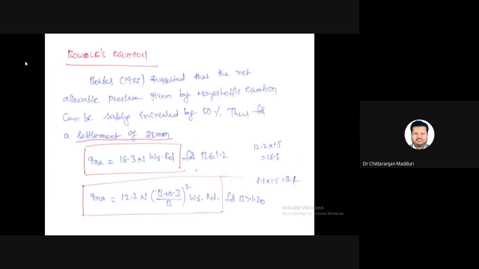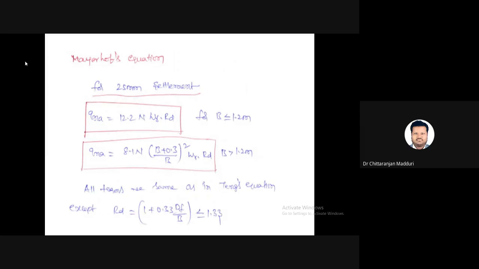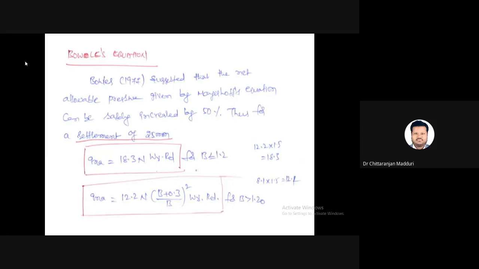Next, Bowles equation. Bowles in 1977 suggested that the net allowable bearing pressure given by Meyerhof's equation can be safely increased by 50%. Thus, for a settlement of 25 mm, if you know the Meyerhof equation, you can get the Bowles equation: 50% increased. So 12.2 in the Meyerhof equation multiplied by 1.5 gives 18.3. If the width of the footing is less than or equal to 1.2, the net allowable bearing pressure equals 18.3 into N into W gamma into Rd. If it is greater than 1.2, then 8.1 into 1.5 gives 12.2, so the net allowable bearing pressure equals 12.2 into N into (B plus 0.3 by B) whole square into W gamma into Rd.